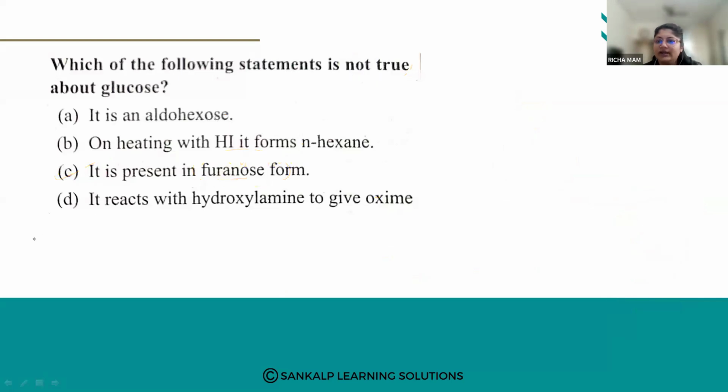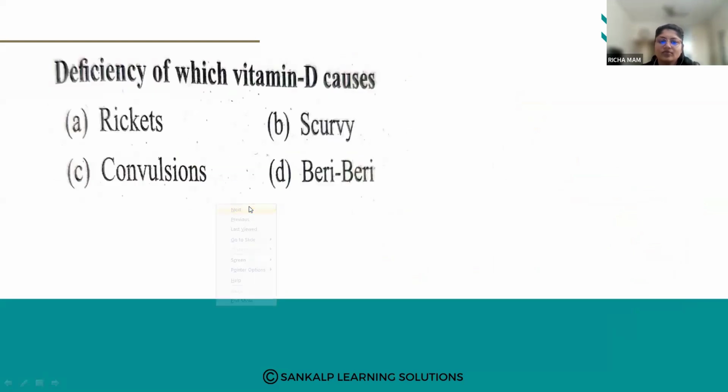Let us go for the next one. Deficiency of which vitamin causes rickets, scurvy, convulsions, and beriberi?